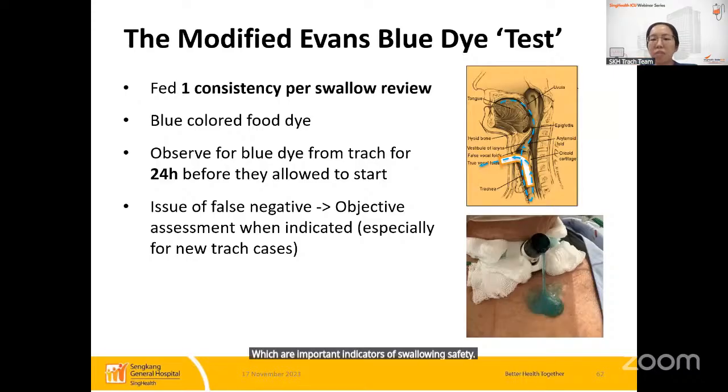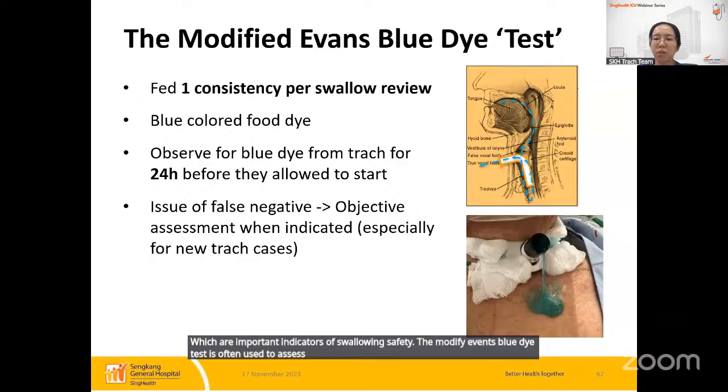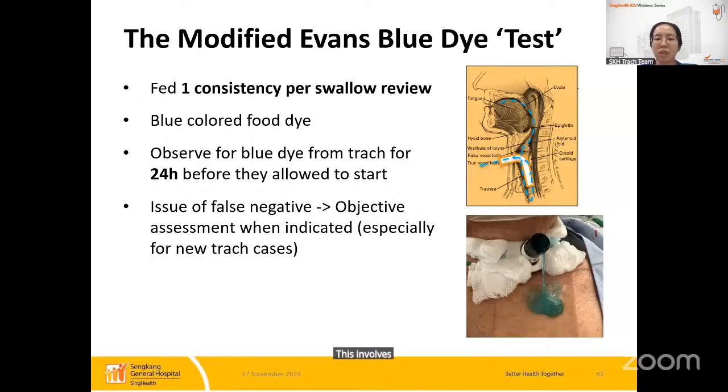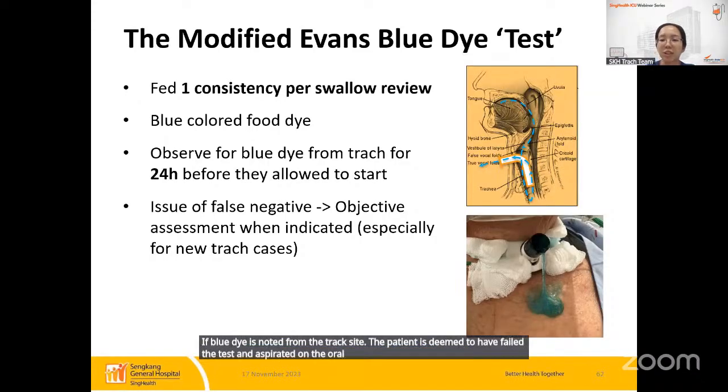The modified Evans blue dye test is often used to assess a trach patient's swallow function. This involves feeding the patient oral trials of food or fluids dyed blue. After swallowing, the patient is tasked to cough, with the inner cannula inspected and suctioning required to check for traces of blue from the trach. If blue dye is noted from the trach site, the patient is deemed to have failed the test and aspirated on the oral trials given in session.